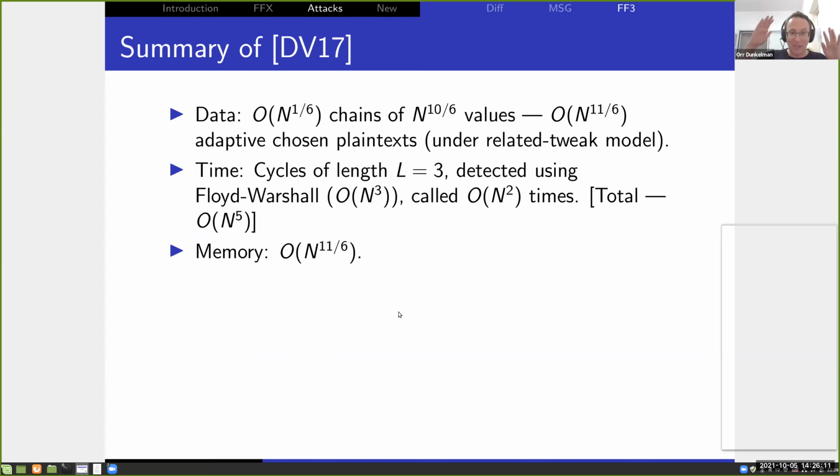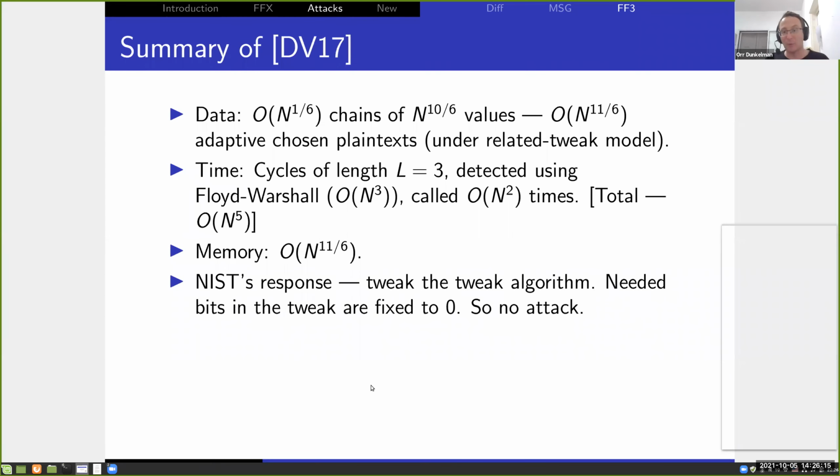And as a result of this attack, NIST decided to tweak the tweak algorithm. You can no longer play with this XOR 4. The area where you need the 4 is always set to 0 in the tweak. They actually reduced 4 bits from the tweak on both sides.